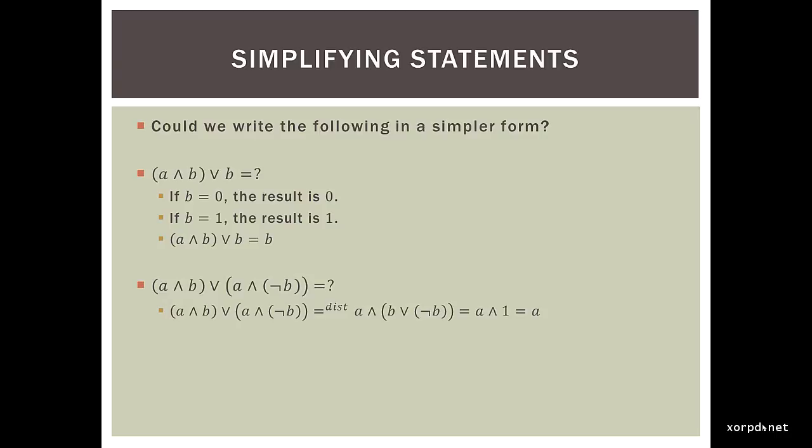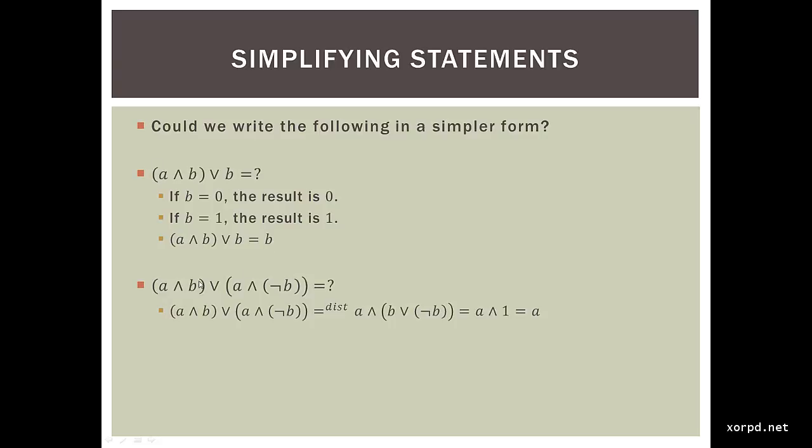So let's take a look at two simple examples. The first one, A and B or B. This time we are just going to do the naive thing and check every possible B. If B equals 0, we get A and 0 or 0, and we get that the result is 0. If B equals 1, we get A and 1 or 1, which is always 1. So magically we can see that the result actually always equals B. So this expression equals B, which is much simpler.